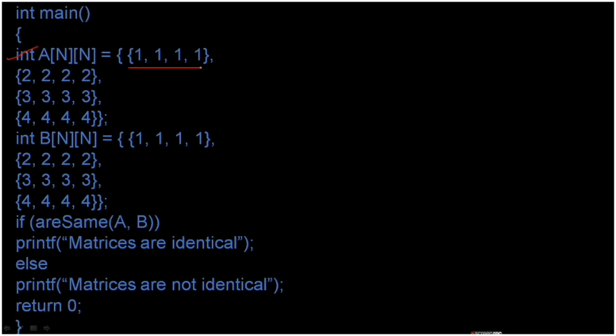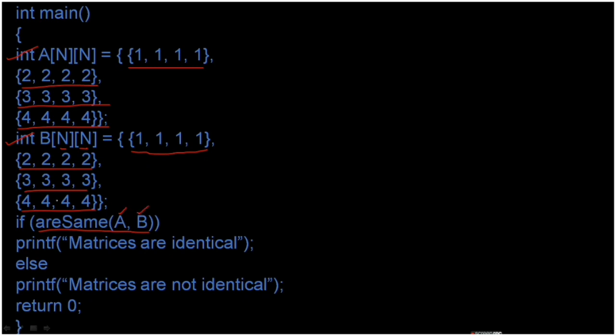So this is the first row, this is the second row, this is the third row, and this is the fourth row, and the values in all rows. So this is the first matrix we have defined. In the same manner, we have defined the second matrix with 4 rows and 4 columns whose name is B. So this is the first row, this is the second row values, this is third row values, and this is fourth row values. And then we are calling the function, that is areSame, with the parameters, the two matrices a and b.